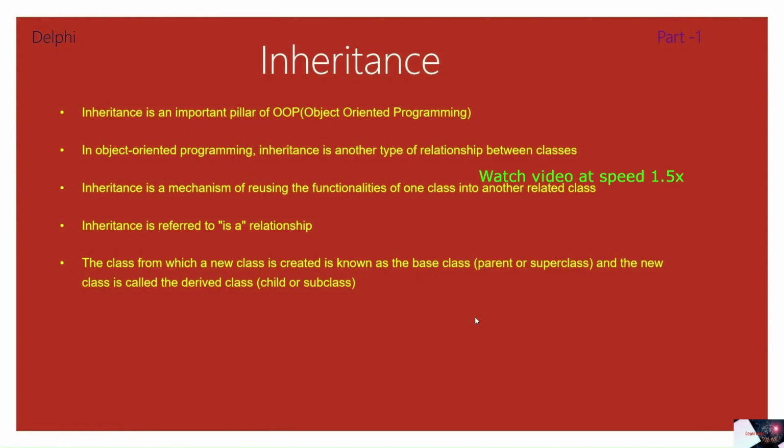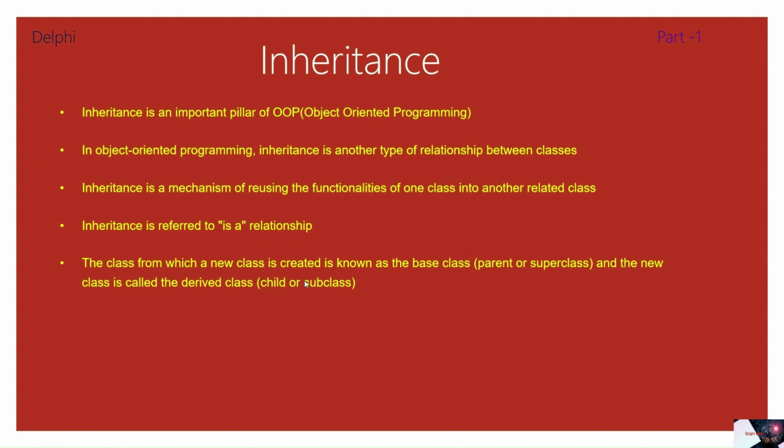What is inheritance and how does it work? Inheritance is an important part of the OOPS concept in Delphi. In object-oriented programming, inheritance is a type of relationship between classes. Inheritance is the mechanism of reusing the functionality of one class in another class. Inheritance is an "is-a" relationship. Later we'll see what that relationship means.